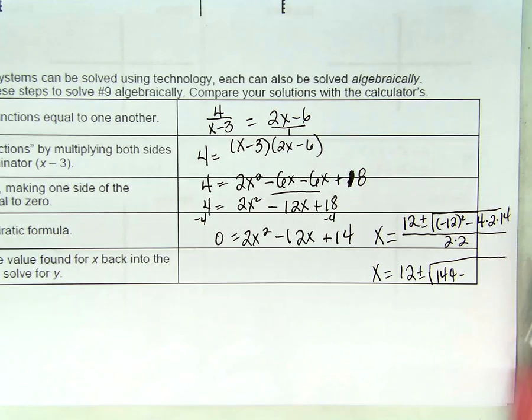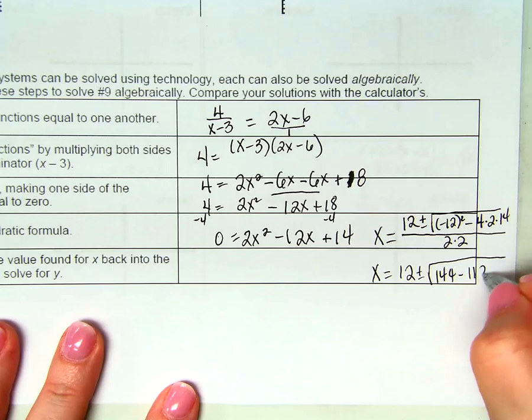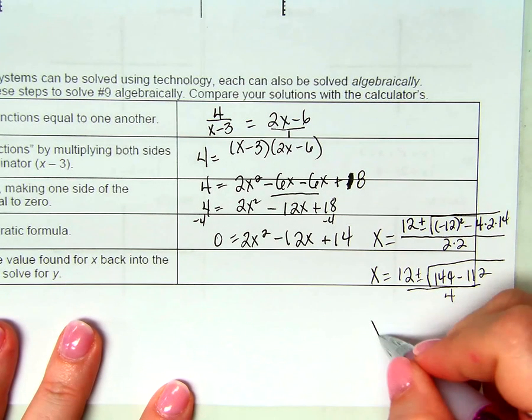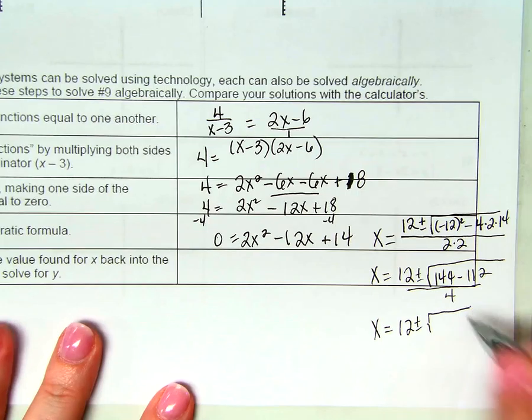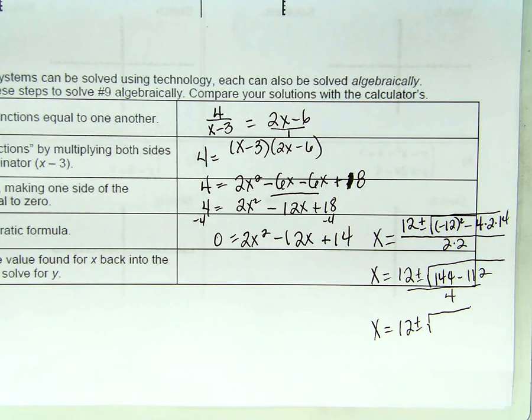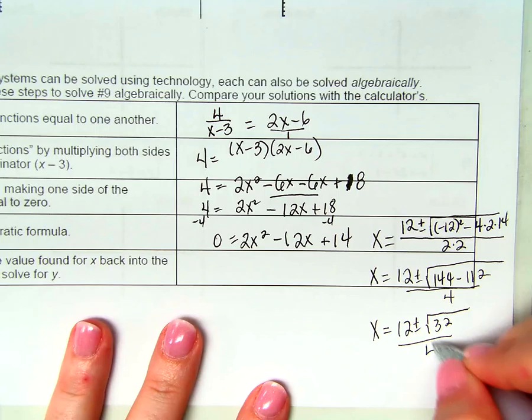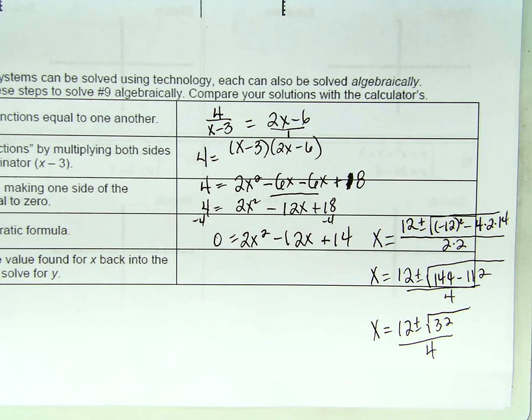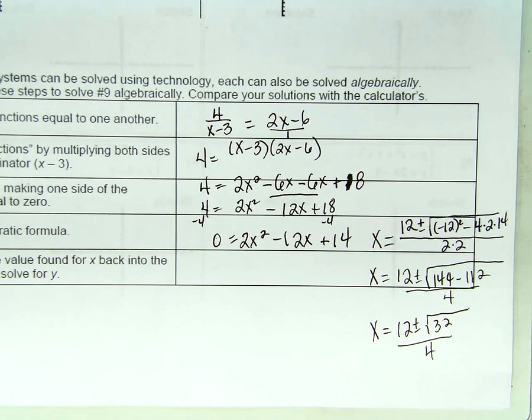Minus 4 times 2 times 14. 4 times 2 times 14. 112, all over 4. 12 plus or minus the square root of, what's 144 minus 112? 32 over 4. Does anybody know the square root of 32? I don't. Right? But normally we would stop right here, right? But what's our goal? To find a point on a graph. So I have to put this into my calculator and get some answers out, don't I?